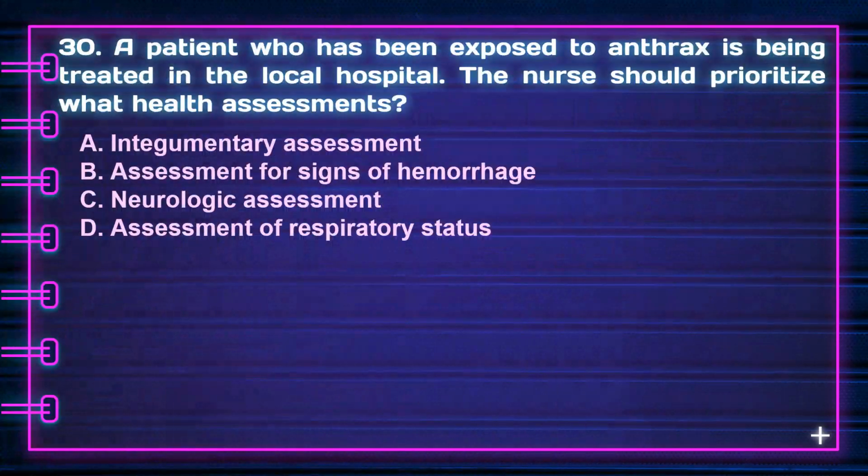30. A patient who has been exposed to anthrax is being treated in a local hospital. The nurse should prioritize what health assessment? A. Integumentary assessment. B. Assessment for signs of hemorrhage. C. Neurologic assessment. Or D.